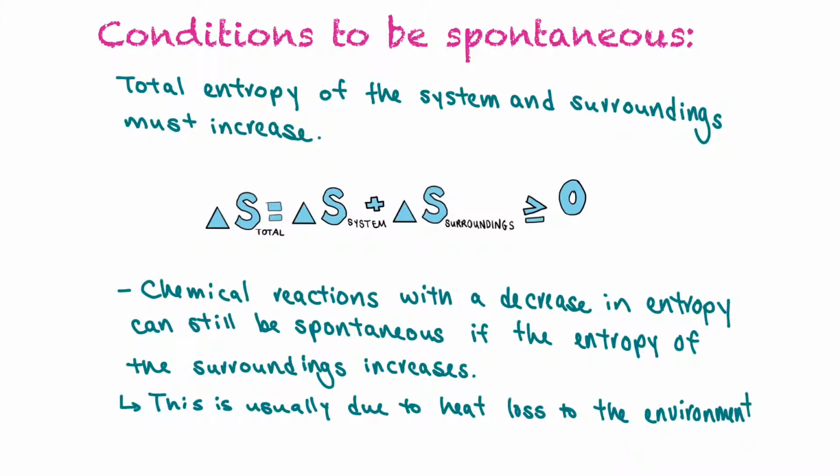Now, there are certain conditions to ensure that a reaction is spontaneous. In this example, the total entropy of the system and the surroundings must increase. So sometimes you might have a chemical reaction with a decrease in entropy, but it will still be spontaneous if the entropy of the surroundings increases and the sum of those two values is greater than or equal to 0. And this would usually be due to heat loss to the environment.